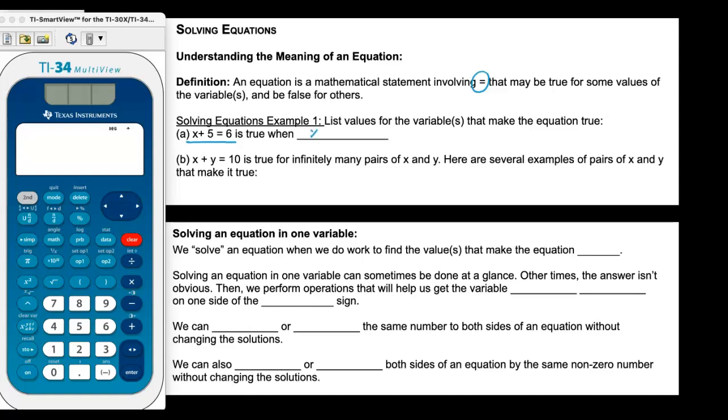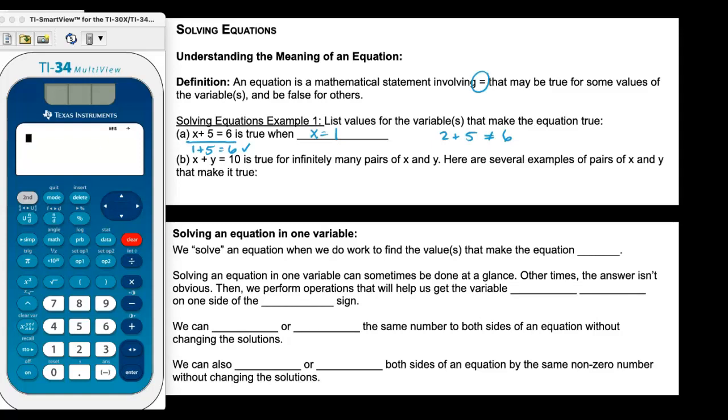Well, it's true when x equals 1, because when we do 1 plus 5, we end up getting 6. So that makes this equation true. That's the only number it's true for. If I put any other number in, for example, 2 plus 5, that doesn't equal 6. That equals 7, and so it doesn't work. So 1 would be the only number that works.